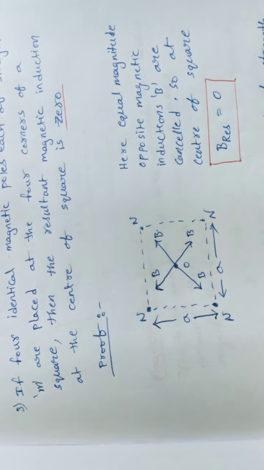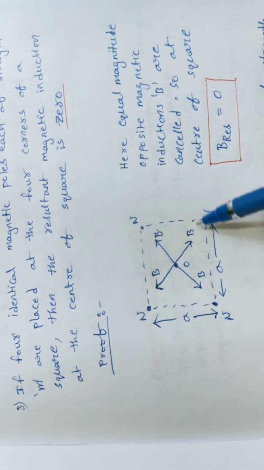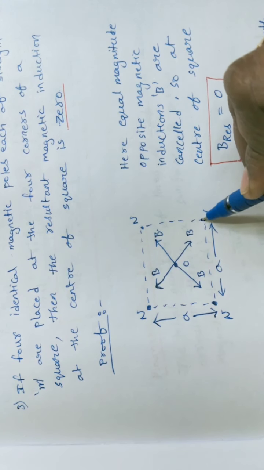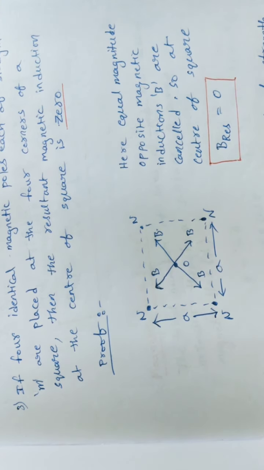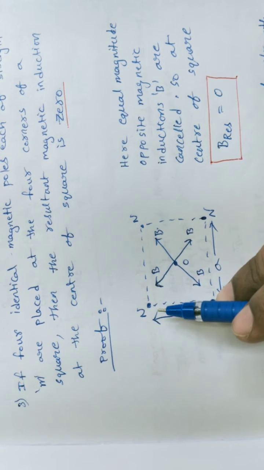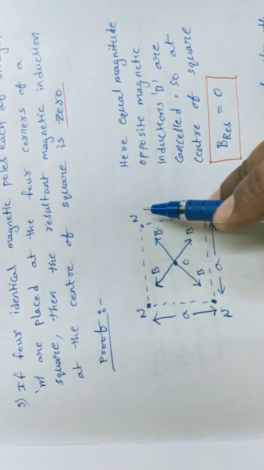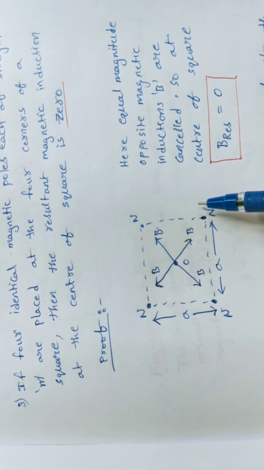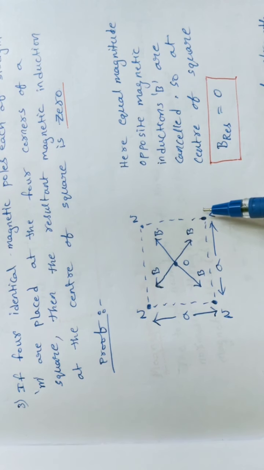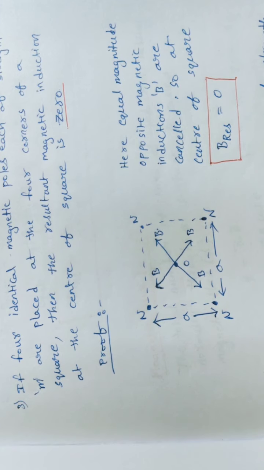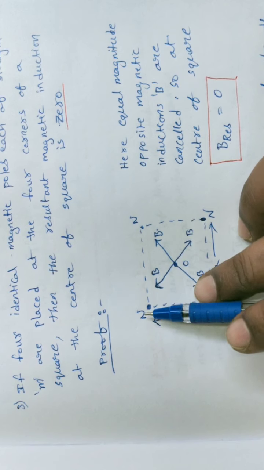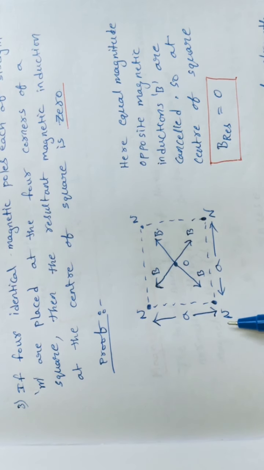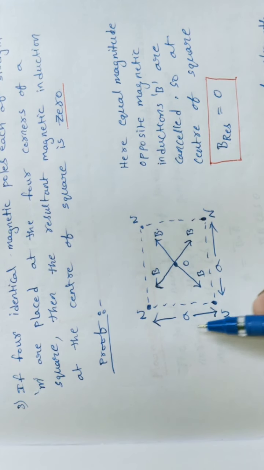See students, let me take this as one square I am imagining. For this square, how many corners are present? 4 corners are present. So at the 4 corners we are placing identical poles, that is nothing but identical north poles, I am placing here. For all of these, the pole strength is small m only, I am imagining. So here N, here N, here N, here N is present. Okay, all sides are equal.